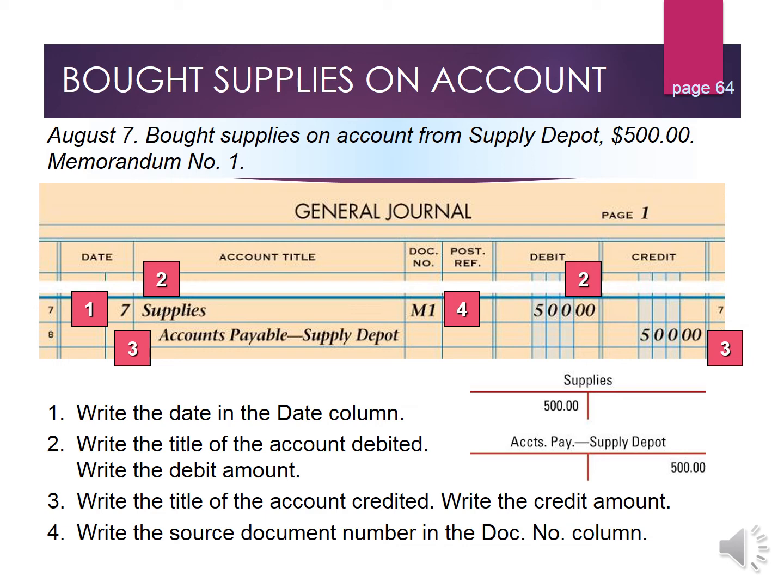Please review your work. Please make sure that you have capitalized the letter S in supplies and that supplies is up against the left wall. Then check your account title to make sure you have capitalized the letter A and the letter P and that you have capitalized the S in supply and the S and the D in depot. Also check your cents columns to make sure you have recorded your cents properly.